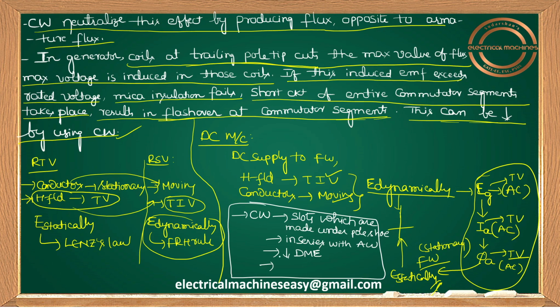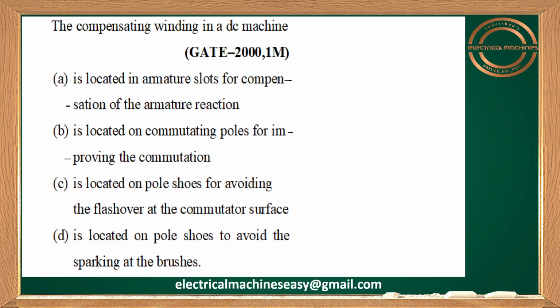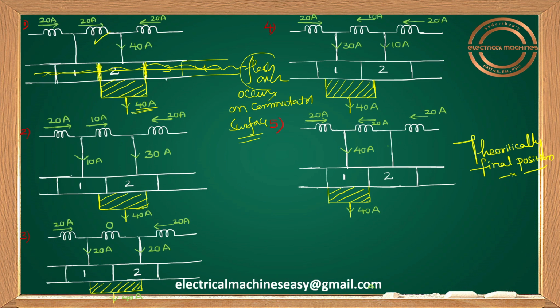And one more point: the compensating winding is used for large rating machines only, and the compensating winding reduces flashover at the commutator surface. Okay, is it okay for you? There is no need to be confused by this arrangement, guys. I think some people will have some confusion with this arrangement. There is nothing here, it is a very simple thing only.